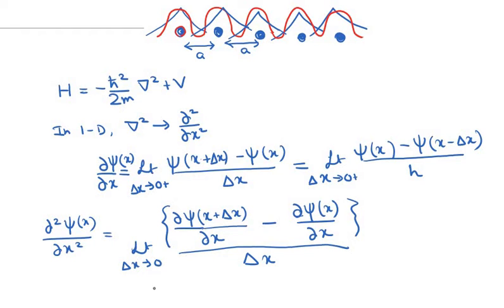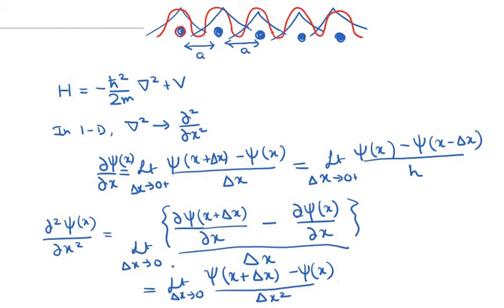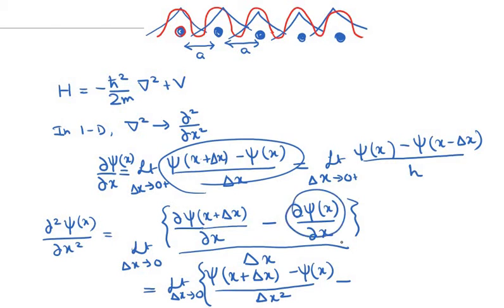So this is equal to the limit delta x tends to 0. If I use this form for this expression over here, it would readily become psi of x plus delta x minus psi of x, divided by delta x square, minus, so the entire thing is within this limit, minus, I would use this expression for this term over here.